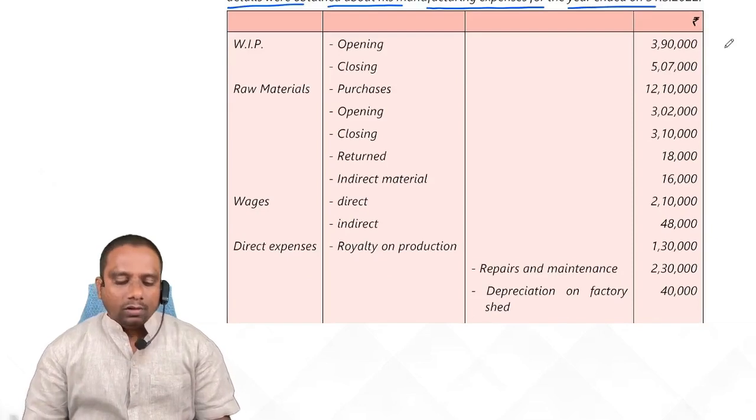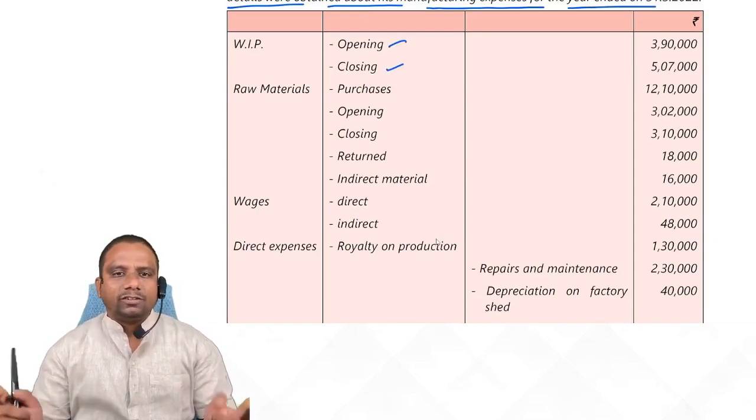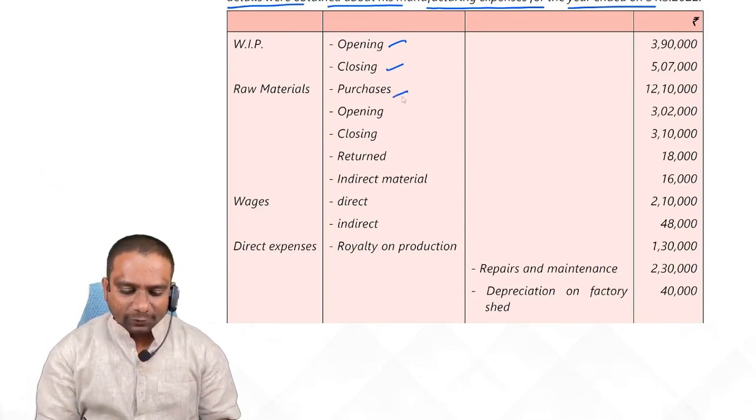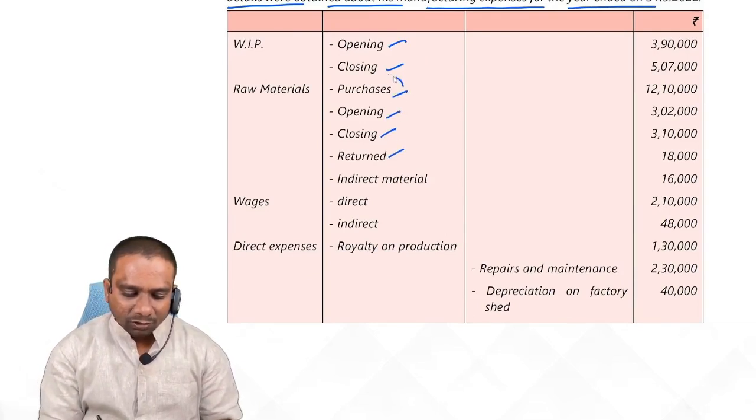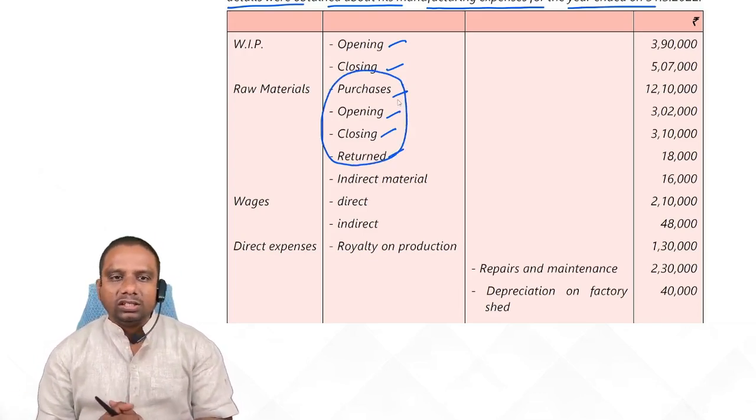Observe. Work in progress, opening and closing. Opening is debited to the manufacturing account, closing is credited to the manufacturing account. Raw material purchases, opening, closing, return. Use these four pieces of information and calculate the raw material consumed during the year.